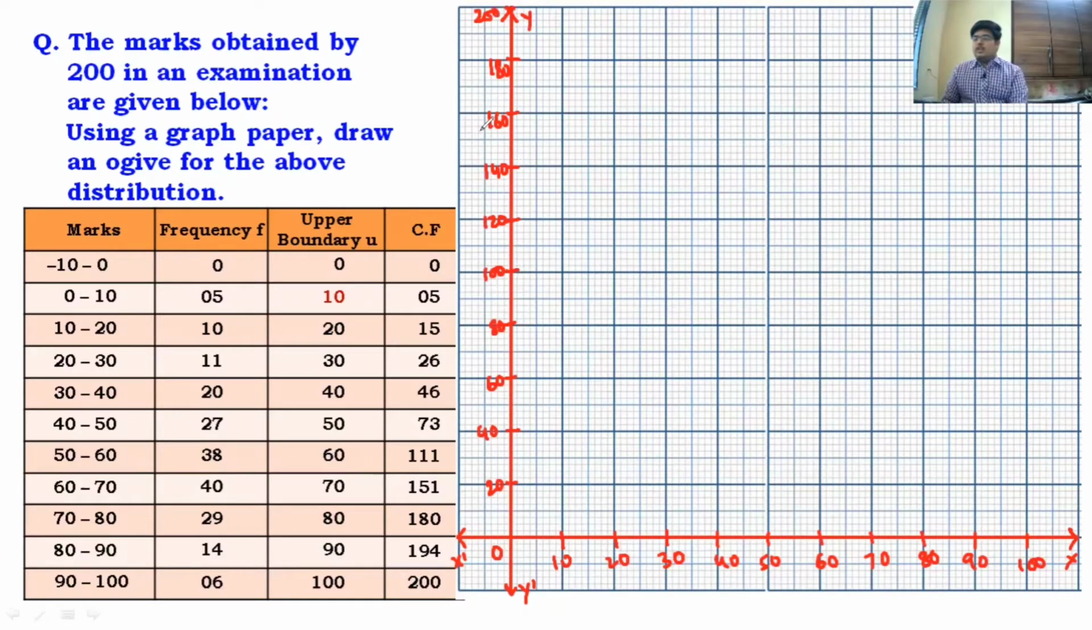All right. So now guys, here on this graph, let's understand how to plot the values. On the x-axis, as I've already mentioned, you have to plot the upper boundaries. On the y-axis, we have to plot the cumulative frequencies. So 0, 0 is the first point. This is the origin. Next, second is 10 and 5.